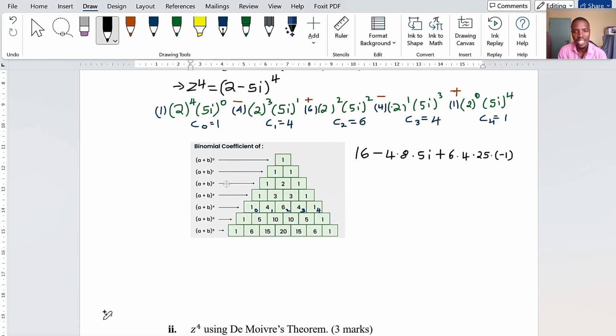So we are on that. After negative, we go to plus, under 6, then negative again. On the negative part, we have 4 dot 2 power 1 is 2, dot 5 power 3 is 125. You multiply 5 times 5 times 5, and i power 3, yes, i squared is -1. Now i power 3 should be negative i.